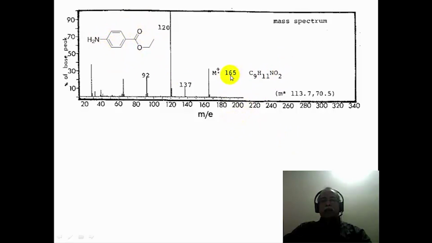If you look at the mass spectrum, the fragmentation corresponds to the loss of 45 to give a mass at 120, and the loss of 28 corresponding to a mass at 137.